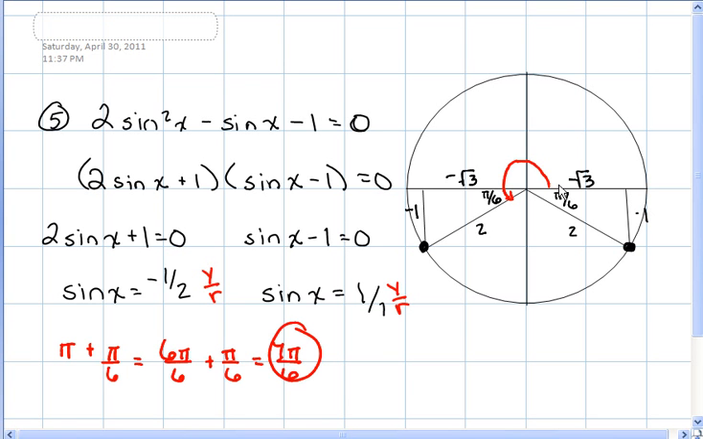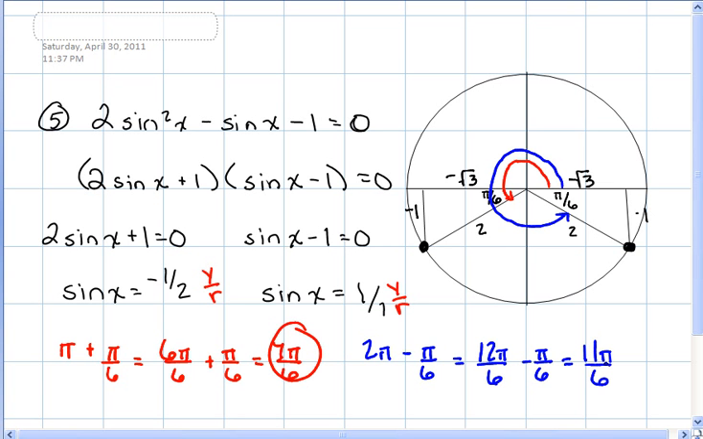And the blue one will be next, going all the way around, nearly to a whole circle. If it was a whole circle, I would say 2 pi, but I have to take off that little pi over 6 slice. Again, common denominator, it's going to be 6. When I subtract here, I'll end up with 11 pi over 6. And I'm satisfied that that's 2 of my answers.